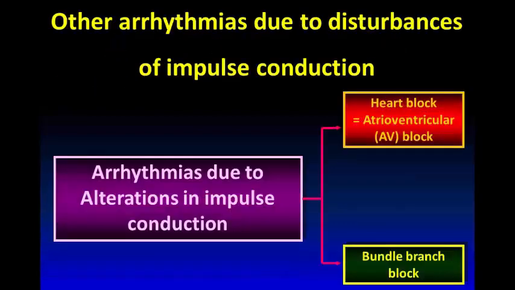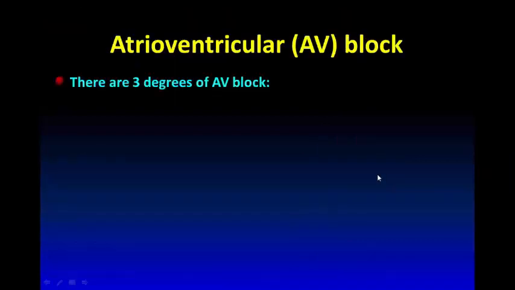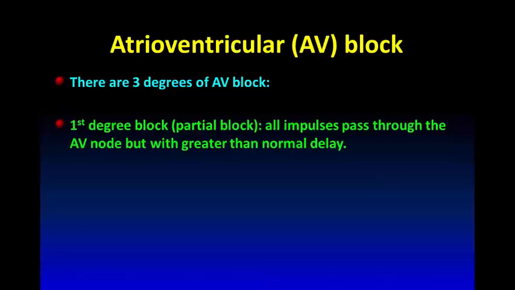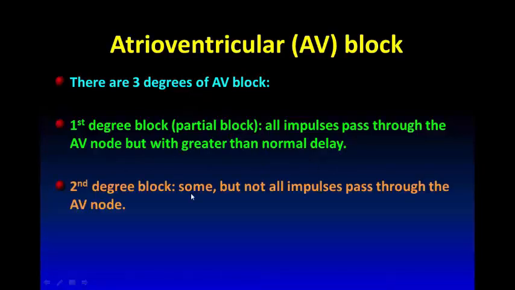Let's first begin with atrioventricular block, the AV block. There are 3 degrees of atrioventricular block. First degree AV block is also known as physiologically partial block, where all the impulses originating from the sinoatrial node pass through the AV node but with greater than normal delay in the AV node.